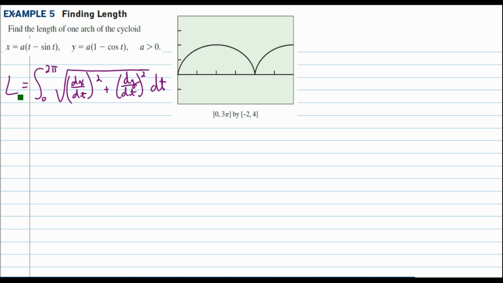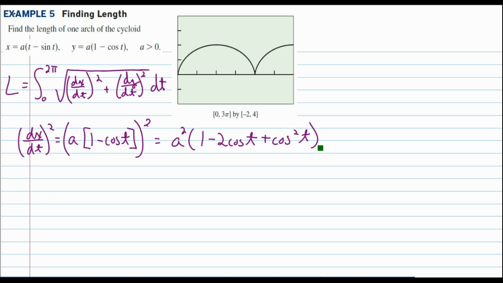So we want the arc length from 0 to 2 pi, and remember that formula is the integral from 0 to 2 pi of the square root of (dx/dt) squared plus (dy/dt) squared, dt. So let's find (dx/dt) squared. dx/dt is going to be a times (1 minus cosine of t), and then of course we'll need to square that, so it gets a little messy.